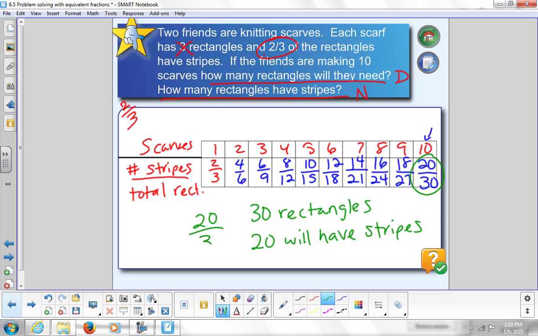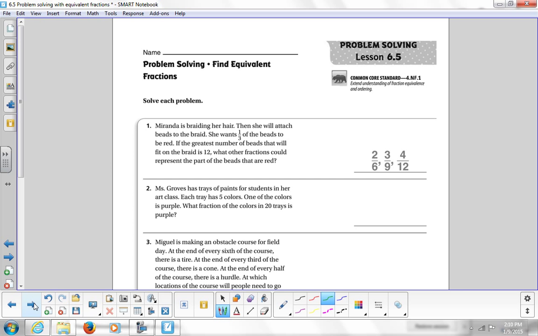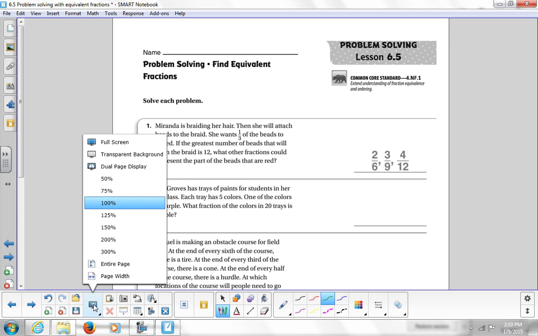Over 30. I know it's kind of confusing to see it that way, but if you look here, this is what our fraction is: the number of stripes, which is 20, over the number of total rectangles, which is 30. Okay? All right, let's take a look at this math homework, which is a little bit difficult.